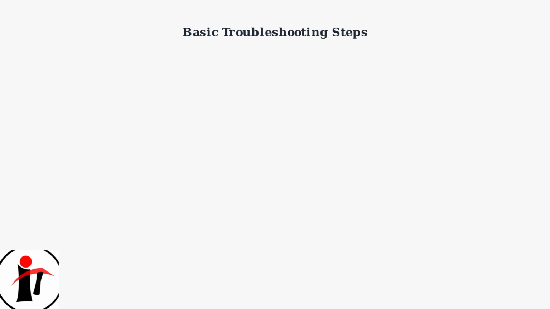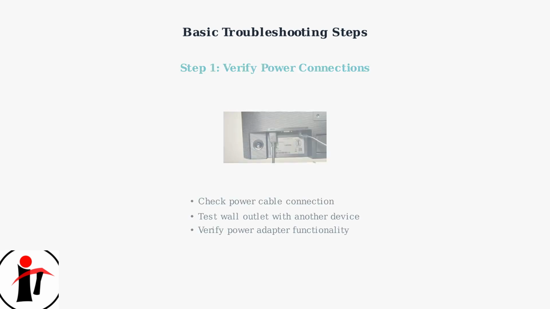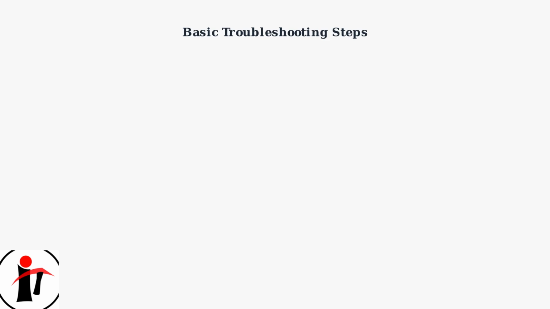Now let's cover the essential troubleshooting steps that resolve most Sceptre monitor issues. These basic checks should be your first approach to any problem. Step 1. Verify all power connections. Check that the power cable is securely connected to both the monitor and wall outlet. Test the power adapter if your monitor uses an external one.